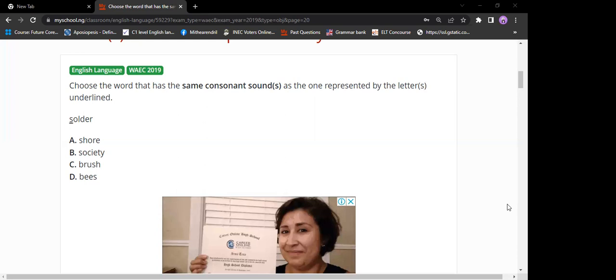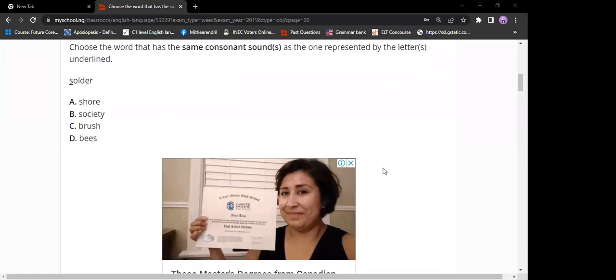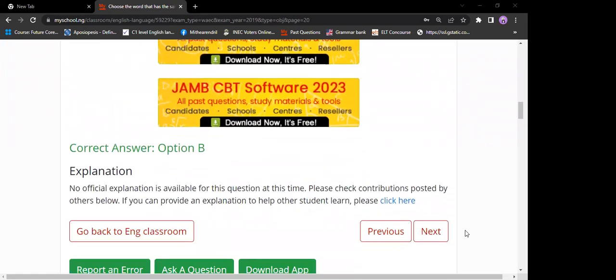Now for words that end with ER, most of those ER letters are represented by the short sound, your letter E turned upside down. That is how that sound is represented. So for our question, we have been able to actualize that our option is B, Soda Society. So let's proceed.